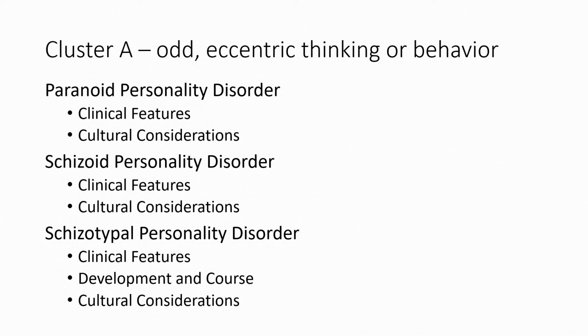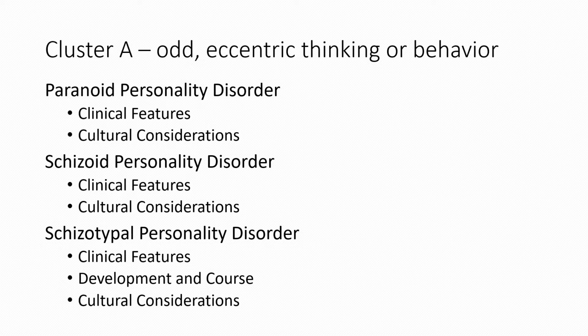In schizoid personality disorder, an essential feature is a pervasive pattern of detachment from social relationships and restricted range of expression of emotions in interpersonal settings. This pattern tends to begin in early adulthood.